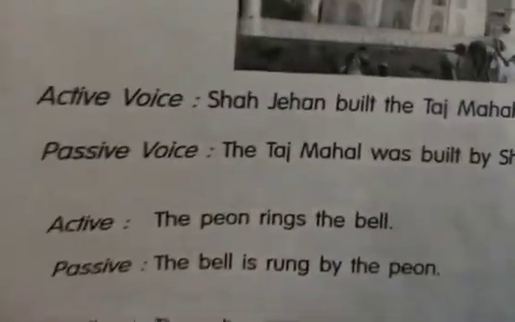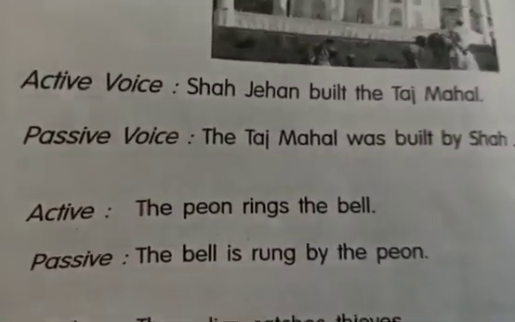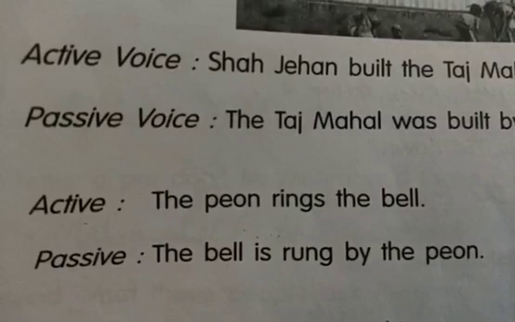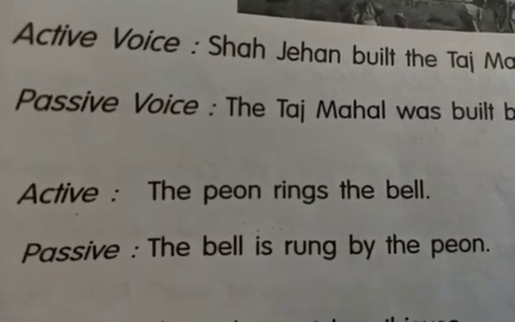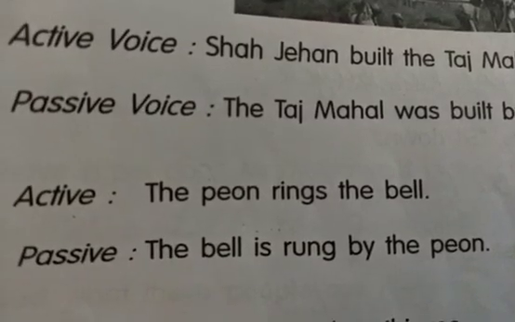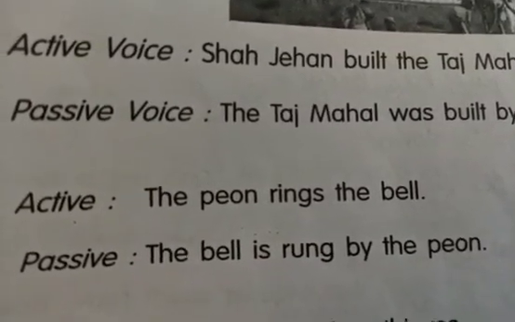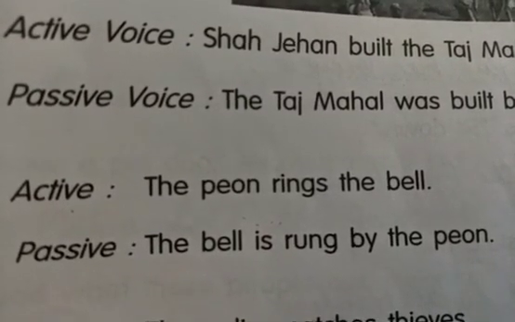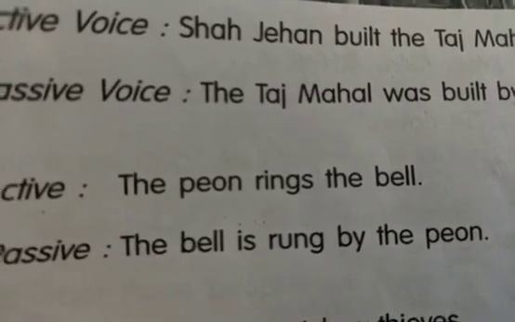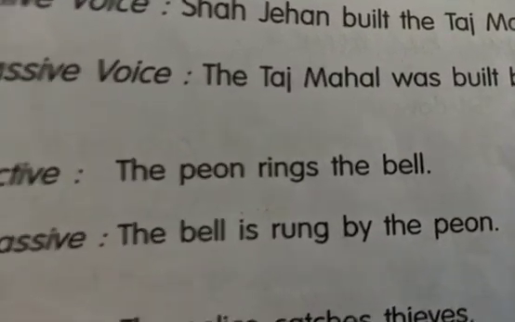Like, a peon rings the bell. So the peon here is the subject, the ringing is the verb. So what is the peon doing? The peon is ringing the bell. So the peon is active here, means he is doing the work here. So it is active voice. And the bell is rung by the peon. So the verb changes into past form. So it is in passive voice.